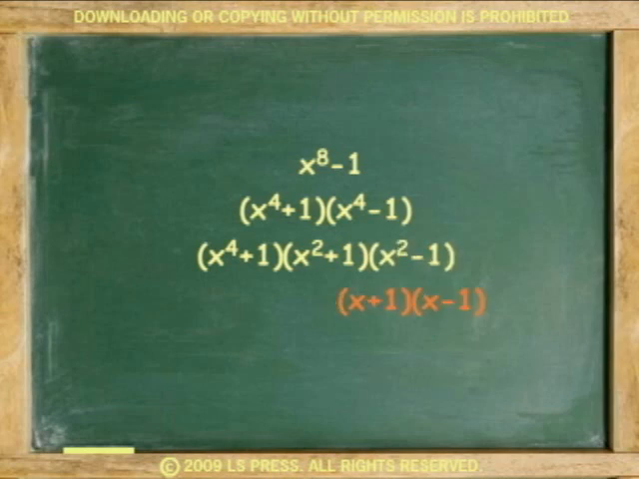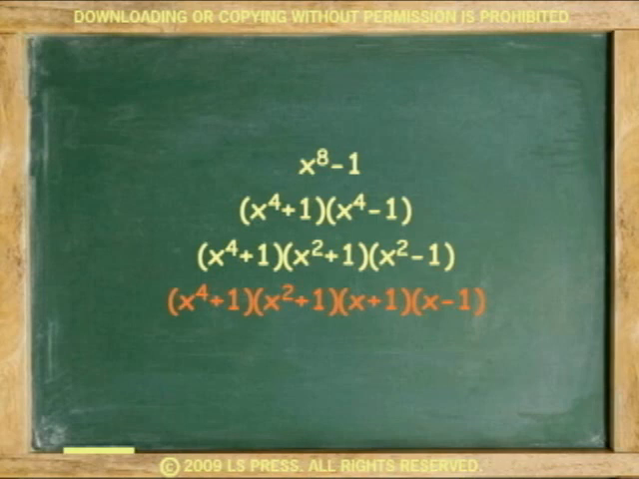No more squares. The complete factors of x to the 8th minus 1 are x to the 4th plus 1 times x squared plus 1 times x plus 1 times x minus 1.